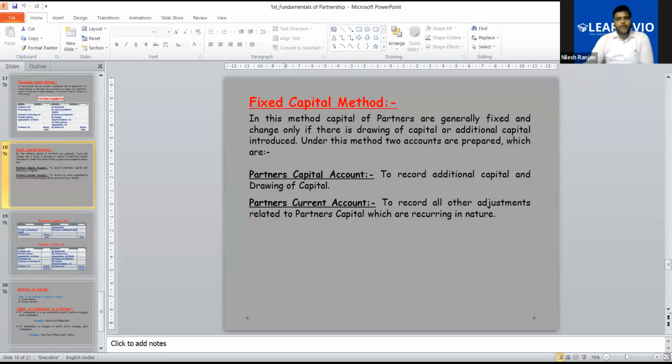Okay. So there are two methods by which we prepare partners' capital account. One is called fluctuating capital method and the other one is called fixed capital. In fluctuating capital method, all the items, whether recurring or non-recurring in nature, are written at one place in one account, that is the capital account. That's why the balance keeps fluctuating and it is called fluctuating capital account.